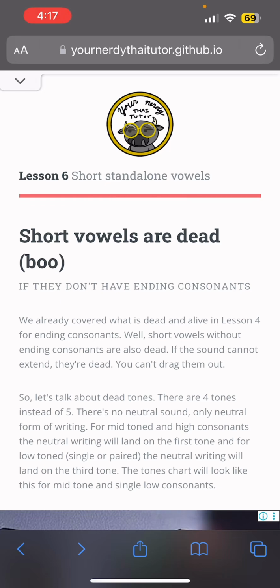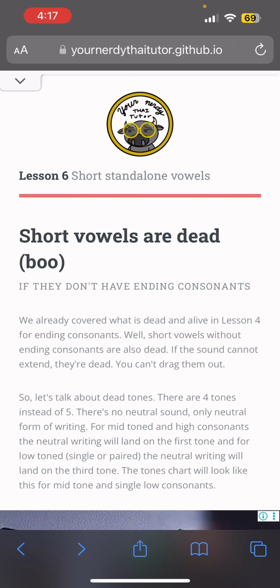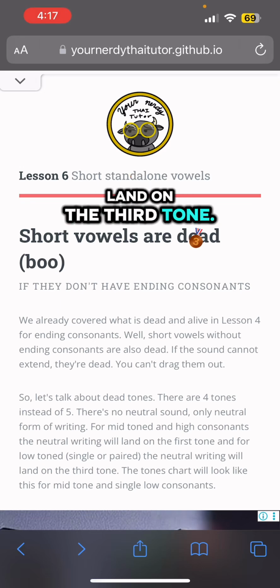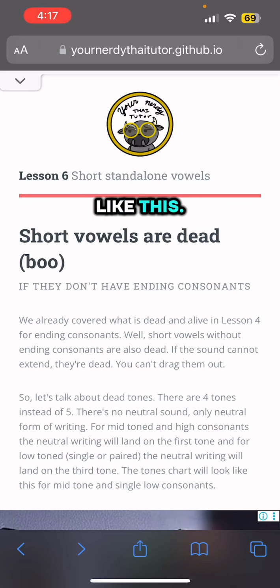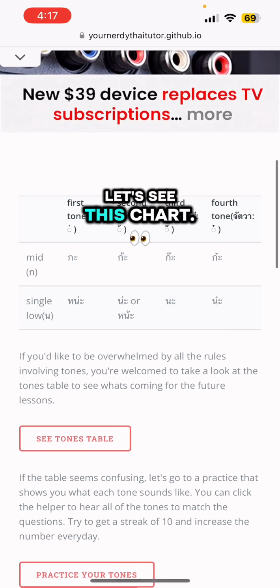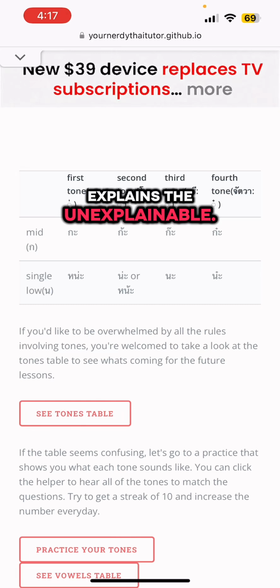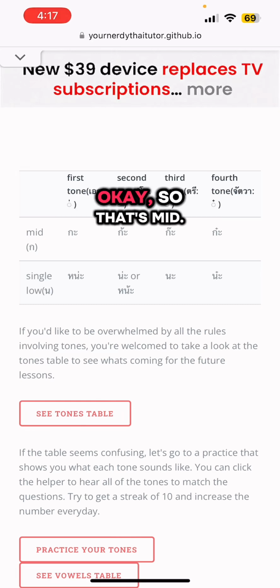Fascinating. For midtones and high consonants, the neutral writing will land on the first tone. And for low tone, single or paired, the neutral writing will land on the third tone. The tones chart will look like this for midtone and single low consonants. Ugh, that was a lot. Let's see this chart. Oh, the chart makes it make sense. This is why I like charts. Explains the unexplainable. Okay. So that's mid.